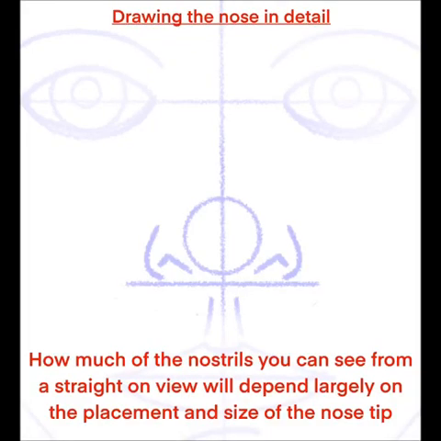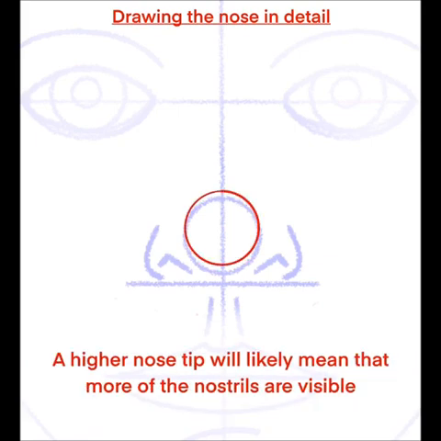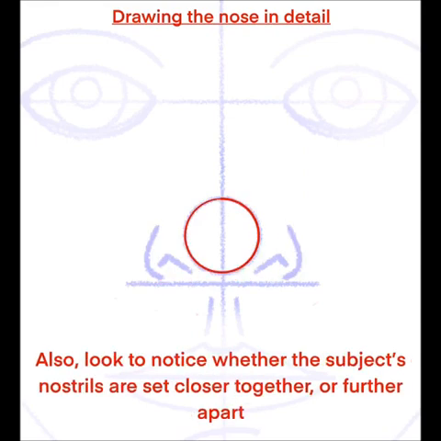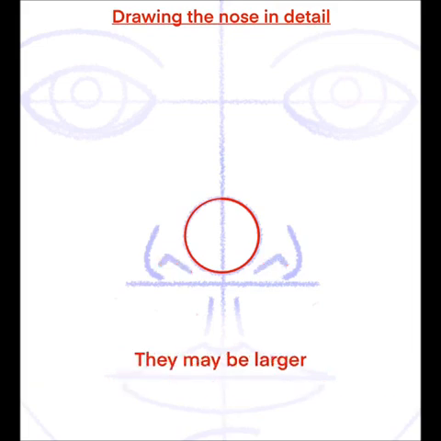The nostrils. How much of the nostrils you can see from a straight-on view will depend largely on the placement and size of the nose tip. A higher nose tip will likely mean that more of the nostrils are visible. A lower nose tip may mean that less of the nostrils are visible. Also, look to notice whether the subject's nostrils are set closer together or further apart. They may be larger or smaller.